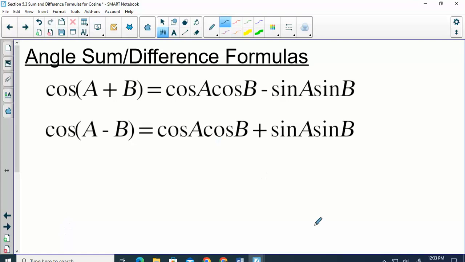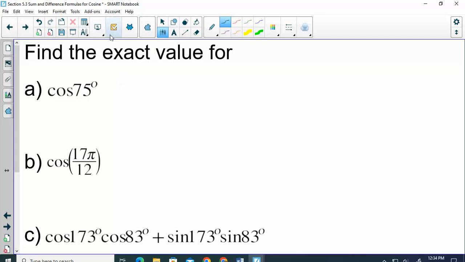These are on the formula sheet that you will get on every test and quiz, so you don't have to memorize them. You have the cosine of two things added together: cosine of the first times the cosine of the second, minus sine of the first, sine of the second. When it's subtraction, all it does is flip the sign in the middle. So we are going to use these formulas for the rest of the day today.